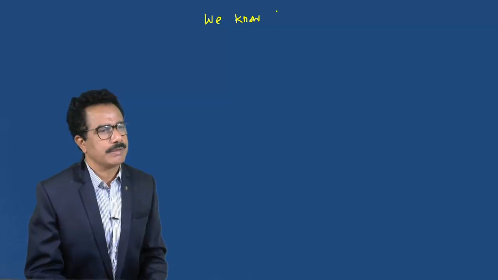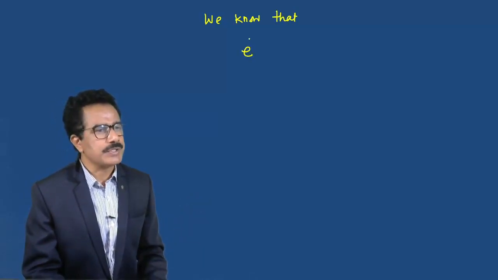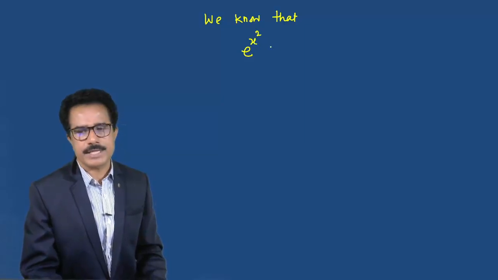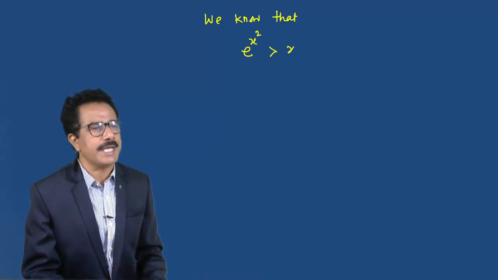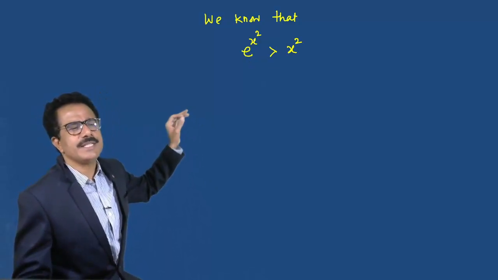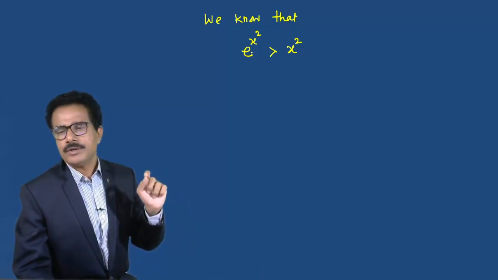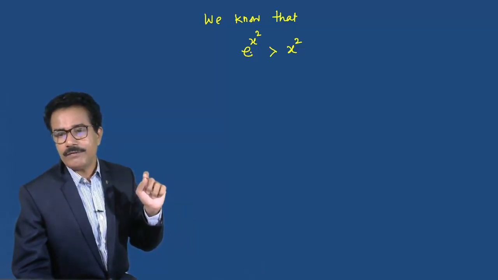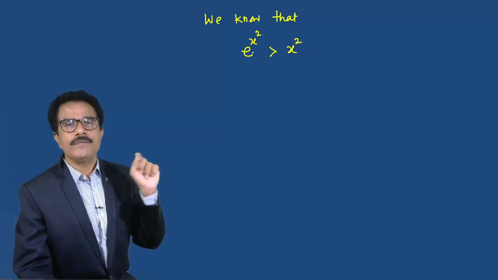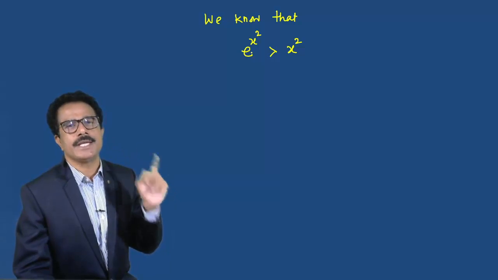We know that actually we have the comparison: e raised to x square is always greater than x square. This is simple, e raised to x square is always greater than x square, because the value of e is, students, can you tell me what is the value of e? The value of e is approximately equal to 2.718.